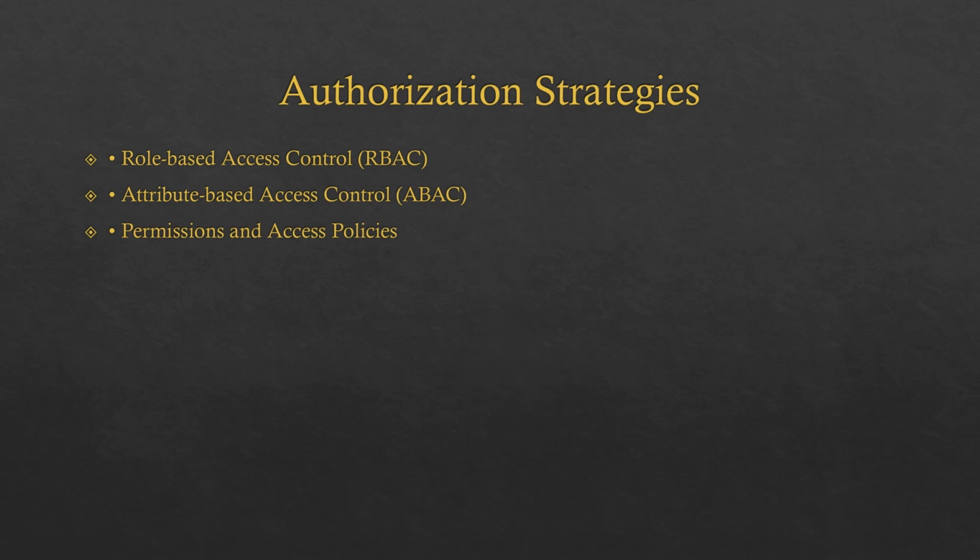Once users are authenticated, authorization determines what they are allowed to do within the system. Role-based access control or RBAC grants permissions based on roles such as admin or user. Alternatively, attribute-based access control or ABAC provides more granular control by evaluating specific attributes such as department or clearance level. By setting proper permissions and access policies, we ensure that users only have access to the resources they are authorized to use.